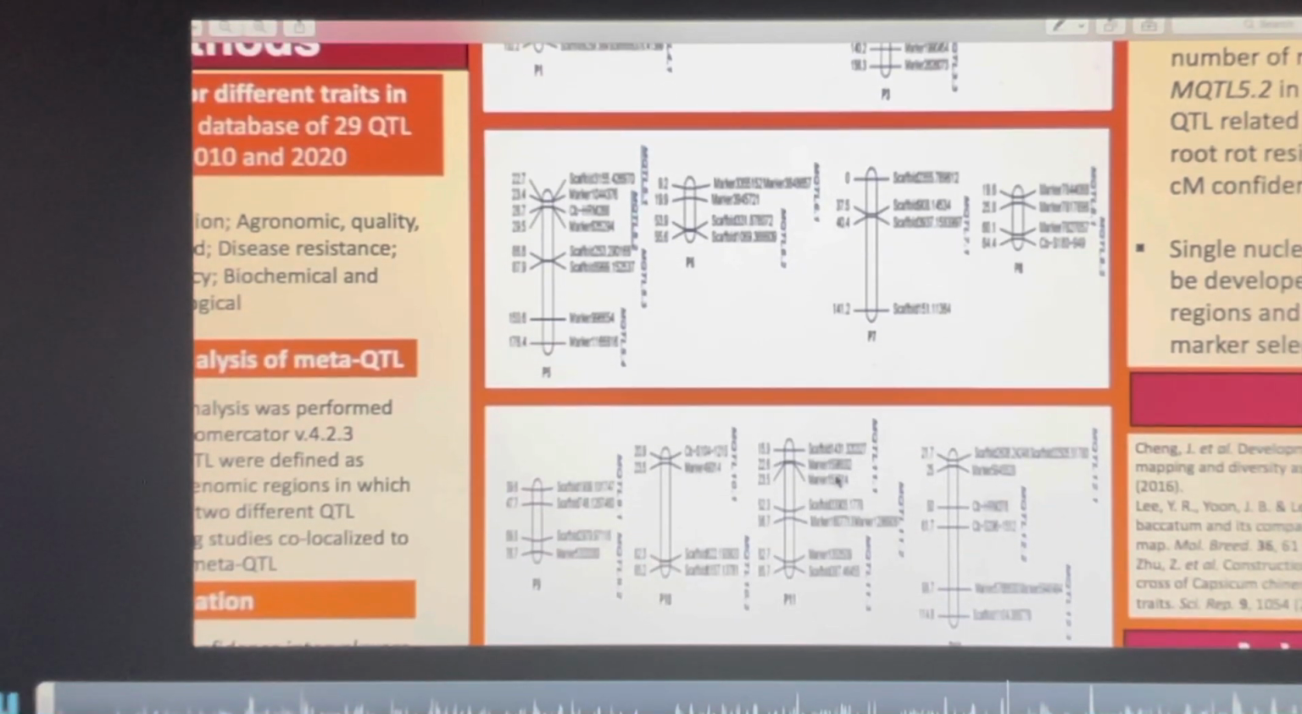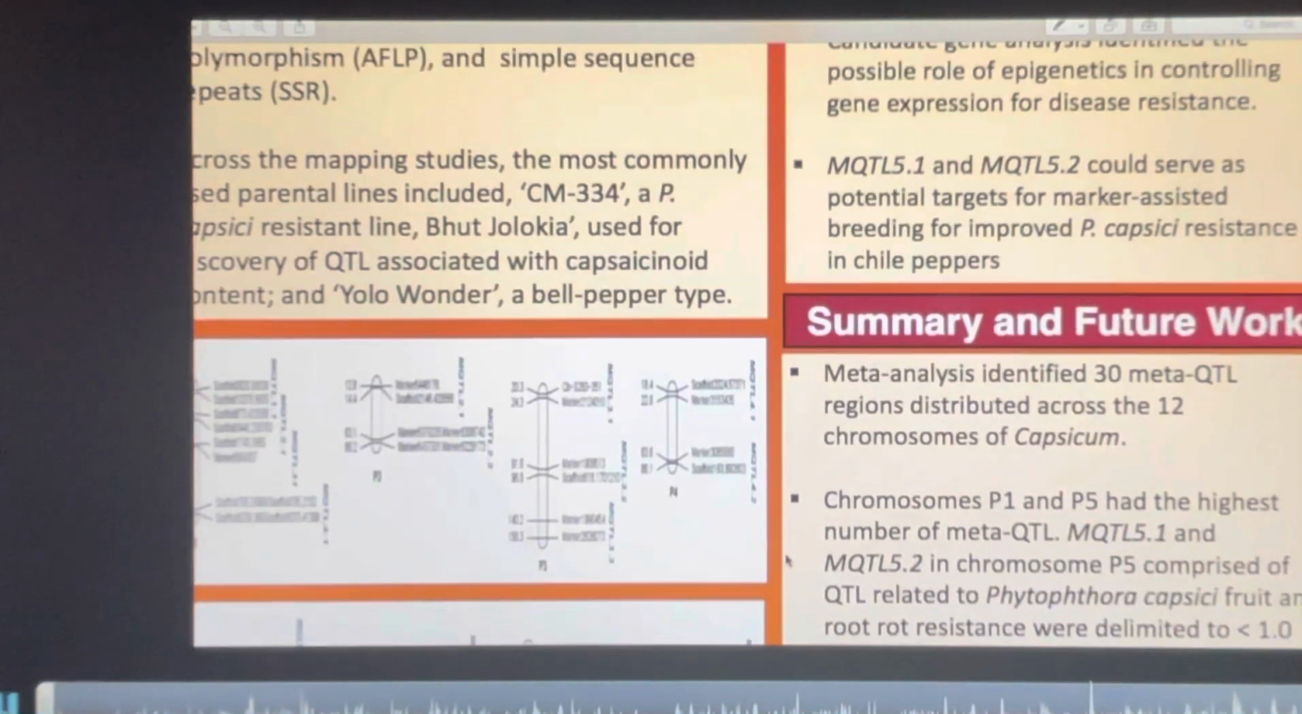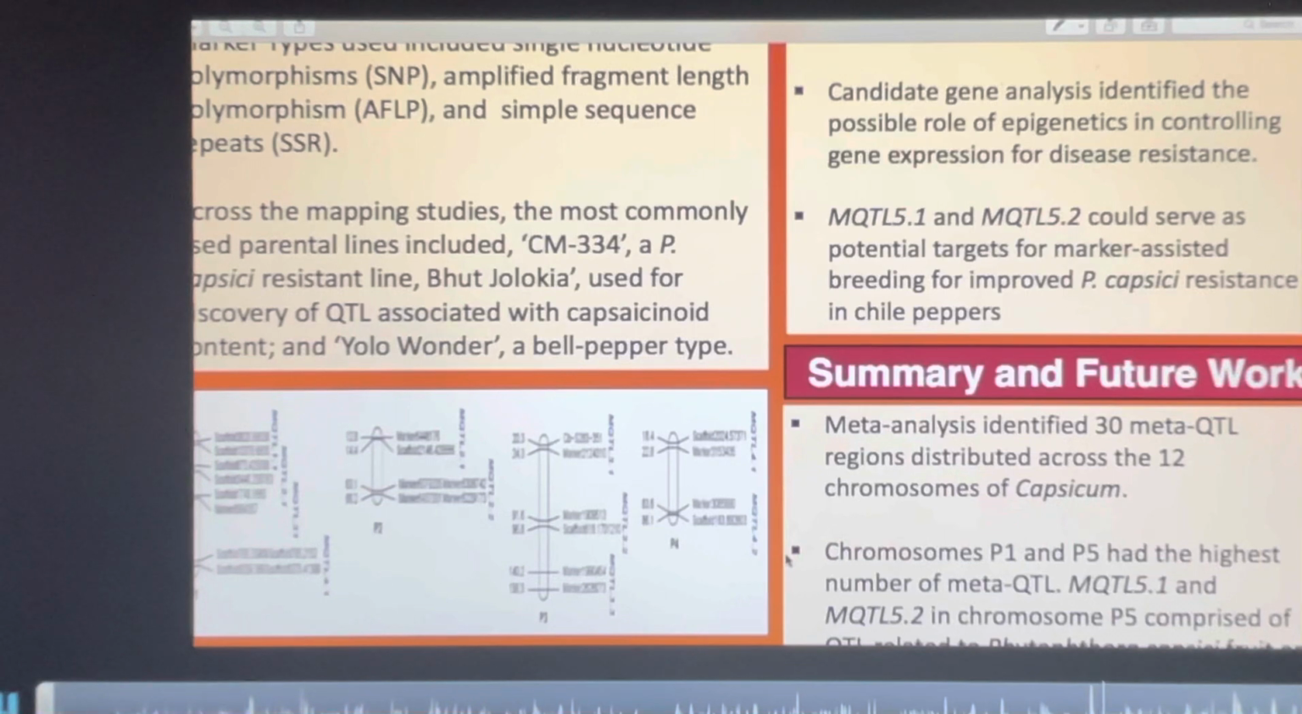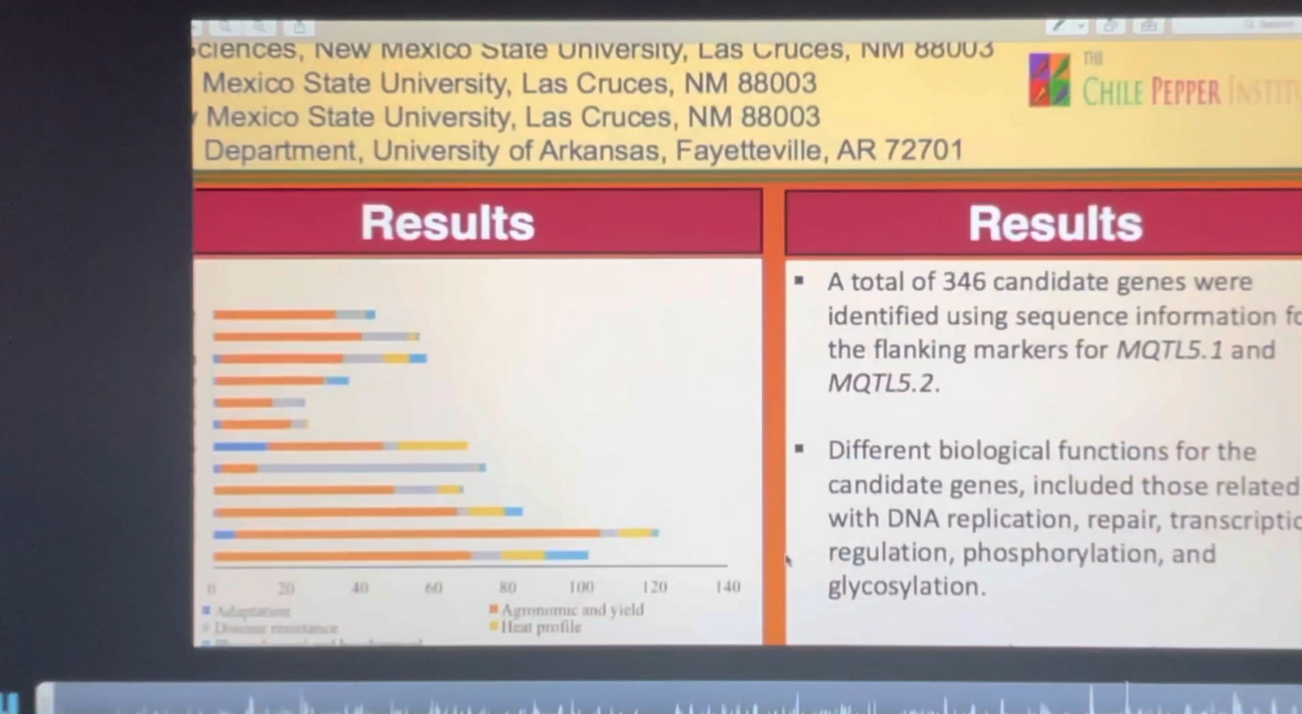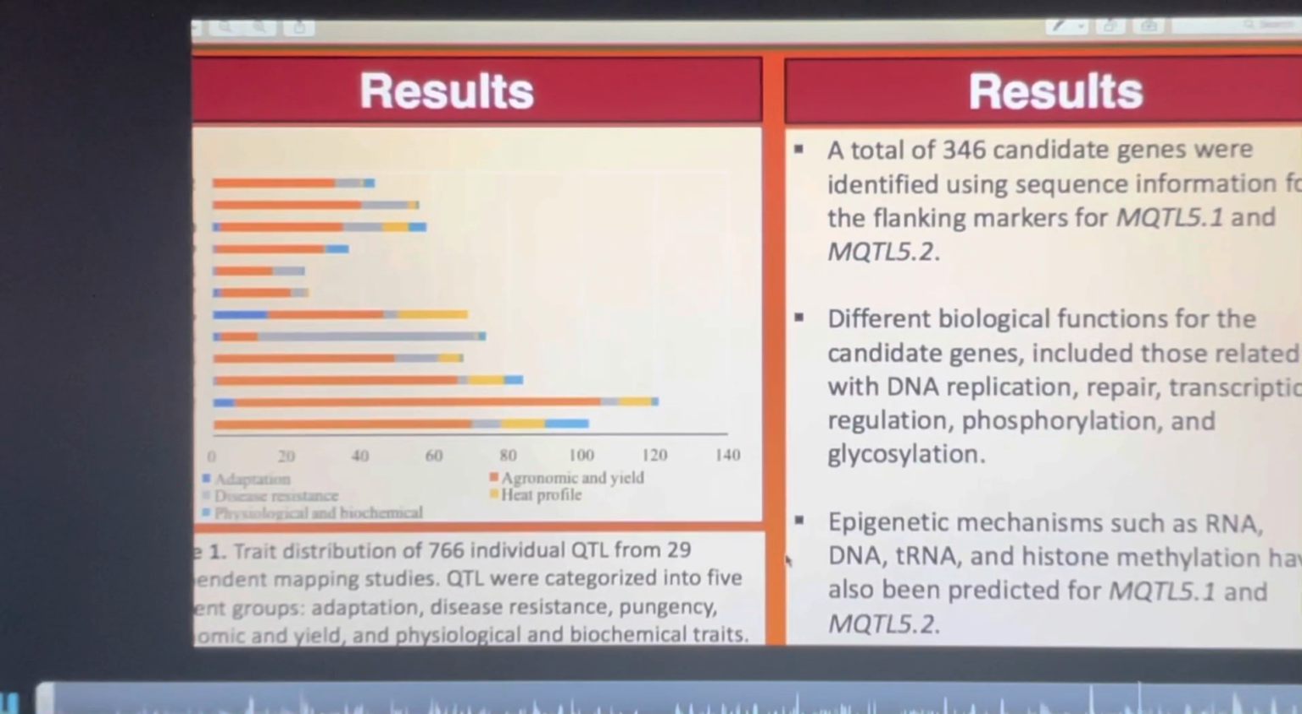A total of 346 candidate genes were identified using sequence information for the flanking markers for meta-QTL 5.1 and 5.2. These meta-QTL, again, were delimited to a confidence interval of less than 1 centimorgan, which is why they continued further for gene identification. From there, we determined biological functions for the candidate genes, which included those related with DNA replication, repair, transcription, regulation, phosphorylation, and glycosylation. Epigenetic mechanisms such as RNA, DNA, tRNA, and histone methylation have also been predicted for meta-QTL 5.1 and 5.2.